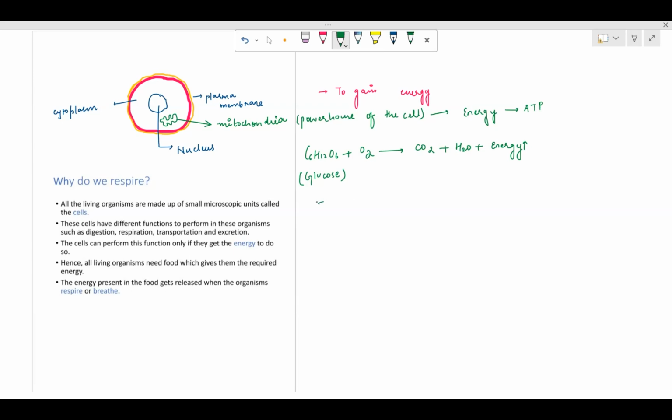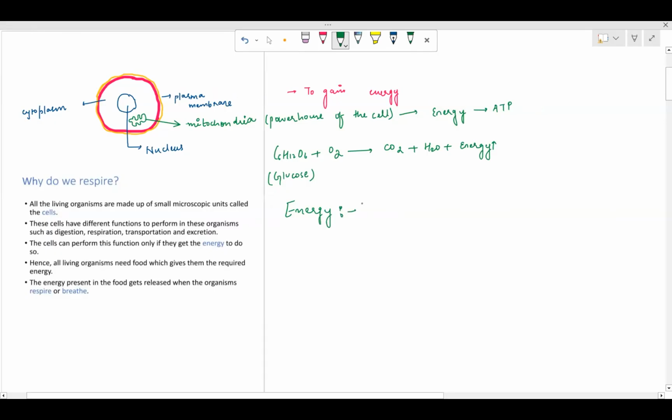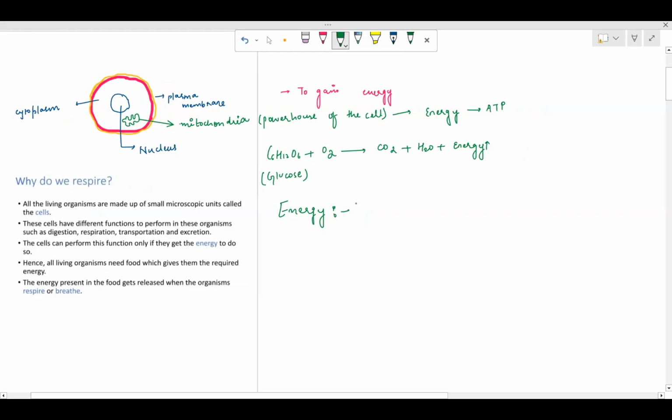And why do we require the energy? Any idea? What are the processes? Sad, you have to tell me. Can you repeat the question again? You are not concentrating in the class. Your mind is somewhere else. Whenever you are coming for the class, always keep your mind attentive. I was asking why do we require energy in our body? Can you tell me the processes for which energy is required?